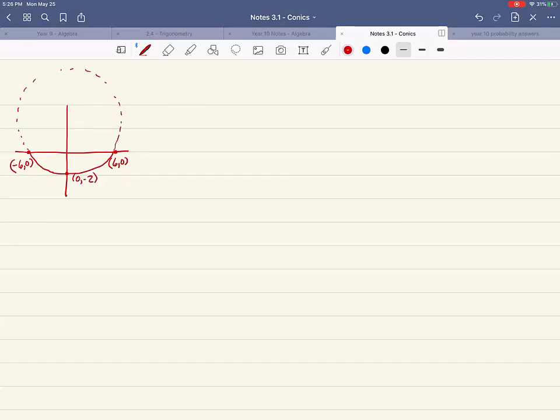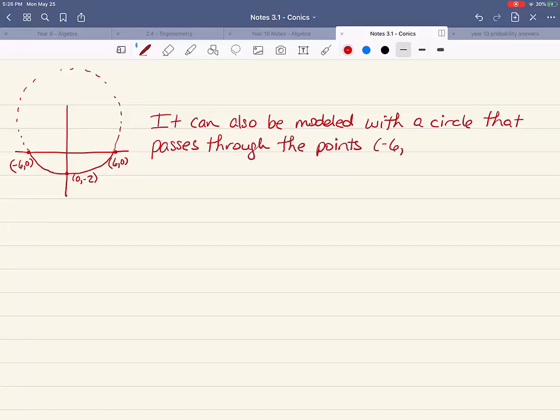So, do you know the radius of this circle yet? The answer is no. But I do know 3 points on the circle, and we did learn how to find the equation of a circle given 3 points. So I'm going to state in a sentence what I'm going to be doing here. It can also be modeled with a circle that passes through the points -6, 0, 0, -2, and 6, 0. So there's basically my statement of what I'm going to do. I'm going to find the equation of this circle that goes through those 3 points. And we're going to do that the way we learned how to do it in Circles Part 2.